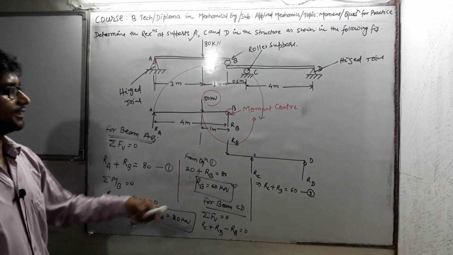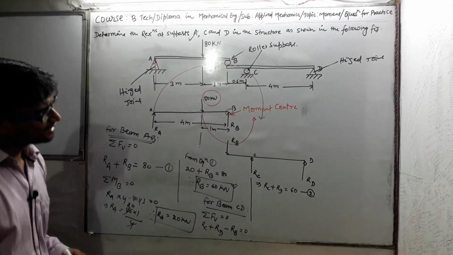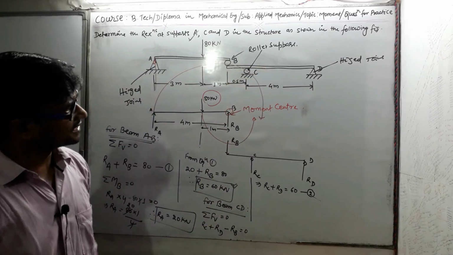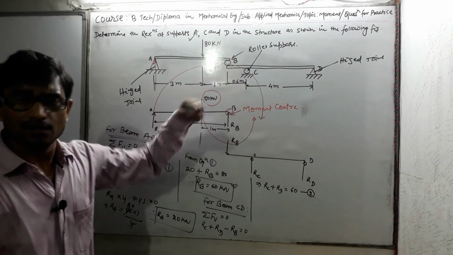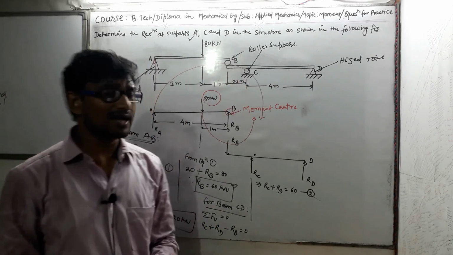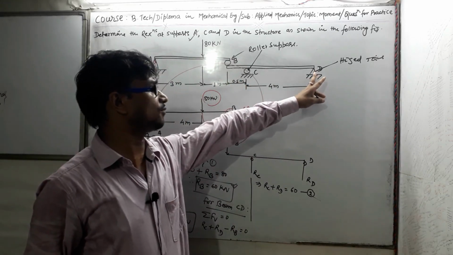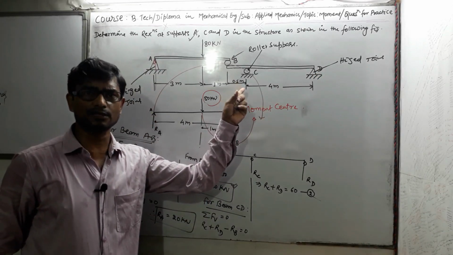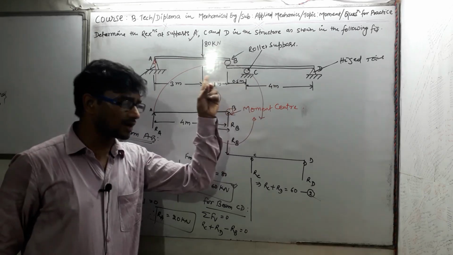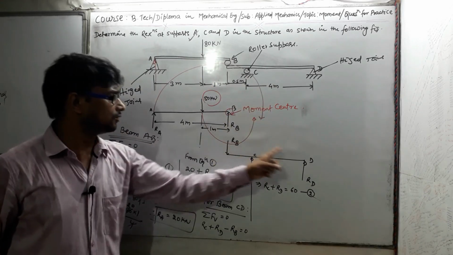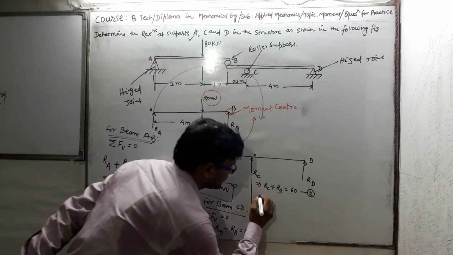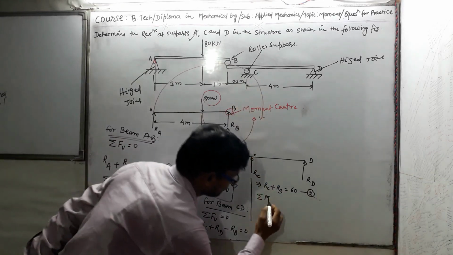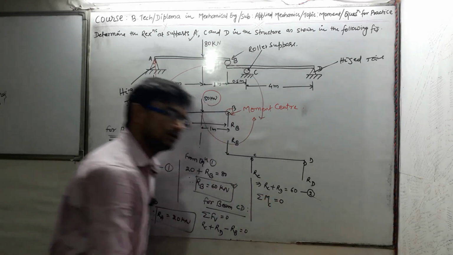So we will move to the next step: if we are considering the moment center at C, then the summation of all moments about the point C. We can also choose point D as the moment center. I am considering C as the moment center, about which the total moment must equal 0 to erase the rotational tendency of the lower beam. So the summation of all moments about point C equals 0.